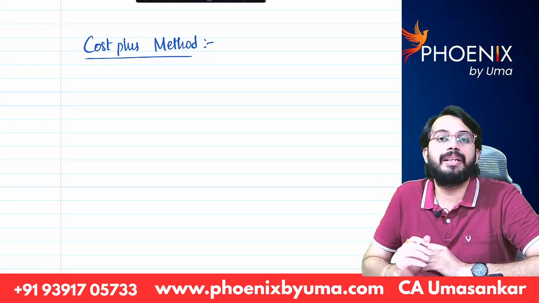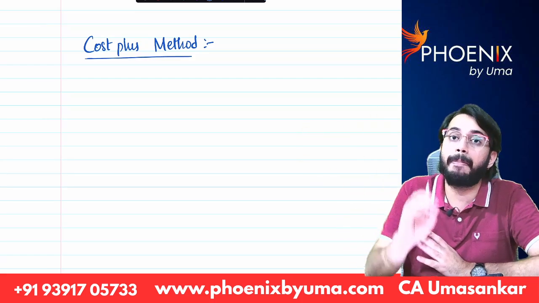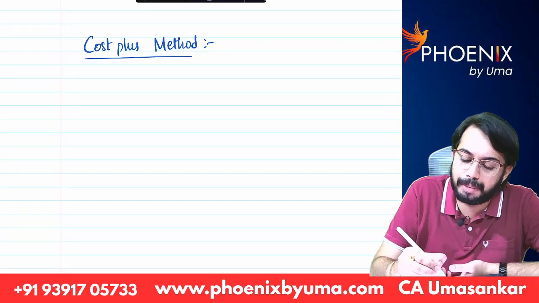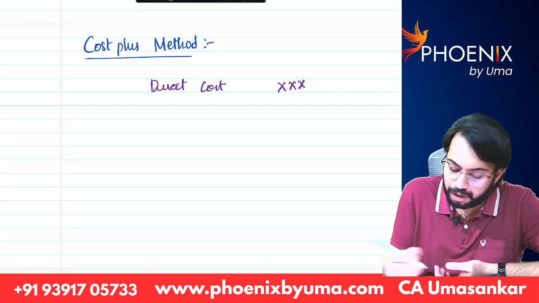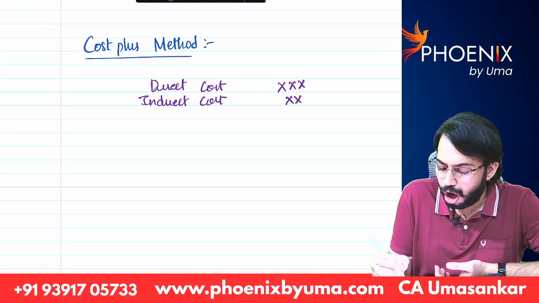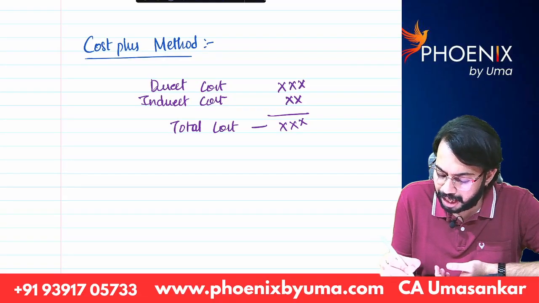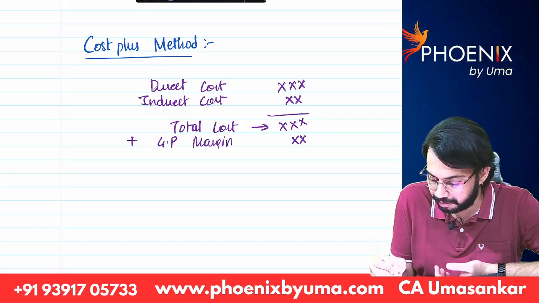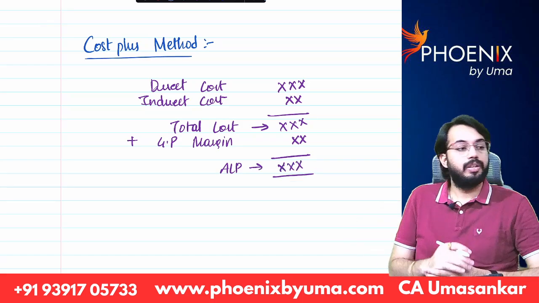So the cost plus method is used whenever you are providing goods or services to your associated enterprise. What you will do: you will calculate direct cost. You will calculate indirect cost for providing those goods or services. After adding both of them, you will arrive at total cost. To that total cost, you will add GP margin. By adding GP margin, you are going to arrive at arm's length price. So did you understand?